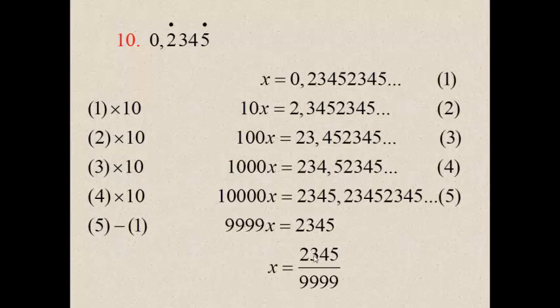The answer that you should be getting, x is equal to 2345 over 9999. I'm going to leave this. Look at the example. Ensure that you have the answer 100% correct.